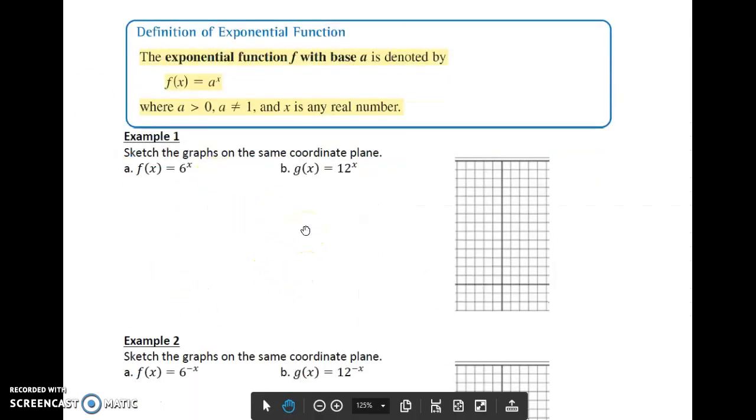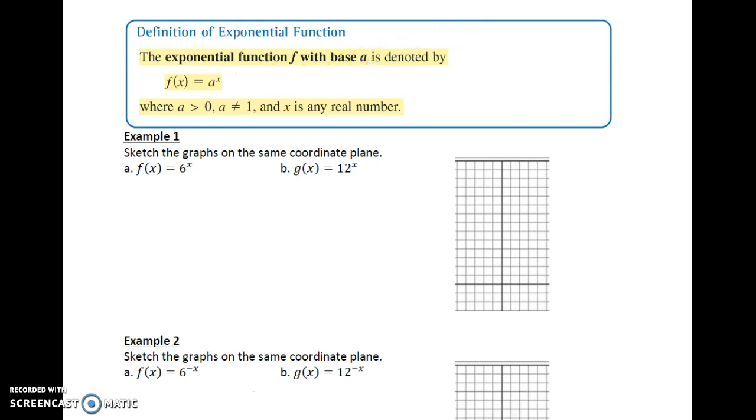We are going to sketch the graph in the same coordinate plane. I'm not too fond of the examples that are on these notes. Let's go ahead and change those, okay? I know it says f of x is equal to 6 to the x, but this is really hard to graph. So let's just do, I don't know, let's just do 2 to the x power.